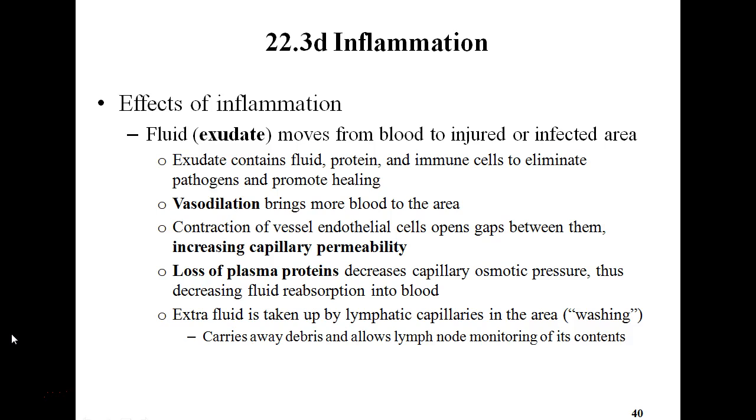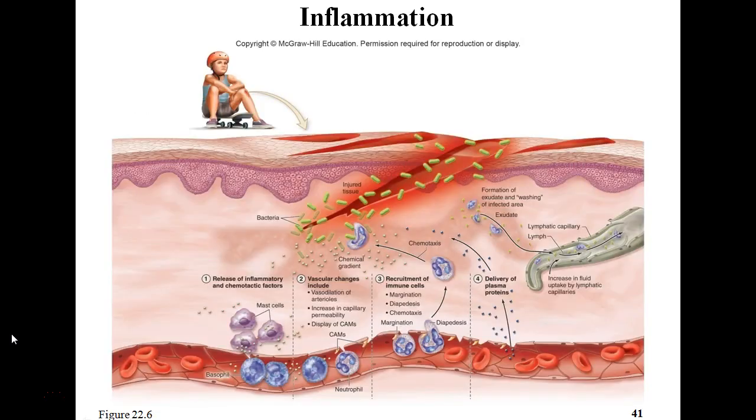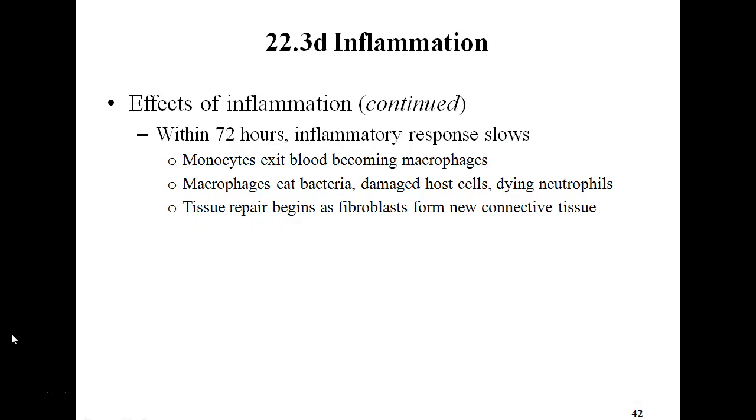And lastly, it's important that we stop the inflammation. This inflammation is going to last about 72 hours, but as we wrap it up, we do not want chronic inflammation. So that means that the monocytes are going to exit the blood. These macrophages eat the bacteria and damaged host cells, and tissue repair begins. The fibroblasts form the new connective tissue. So in summary, we don't want the inflammation process to keep occurring. We want it to end.